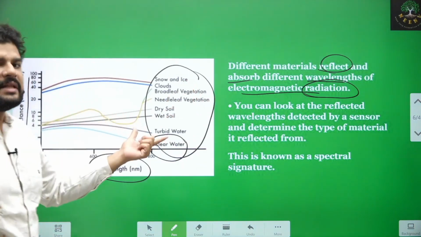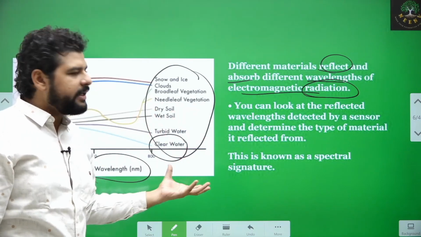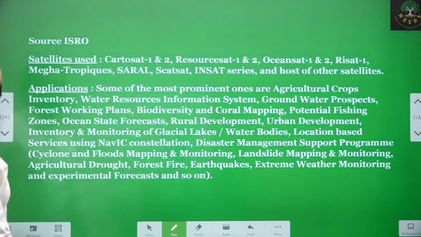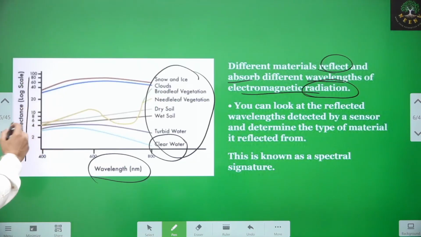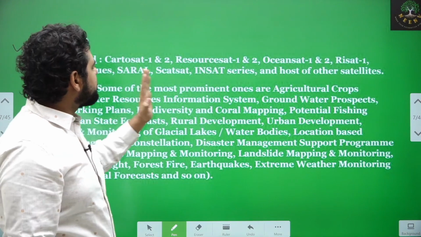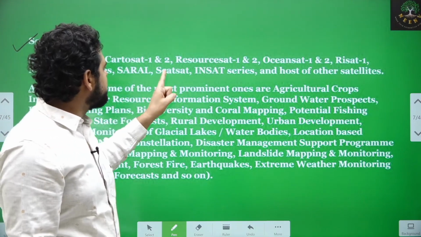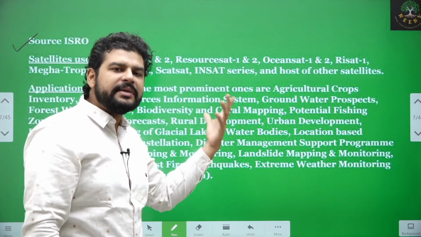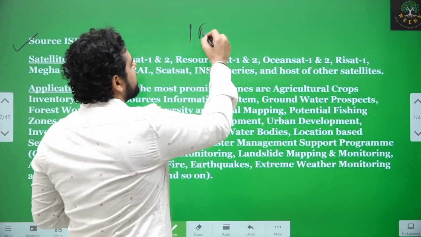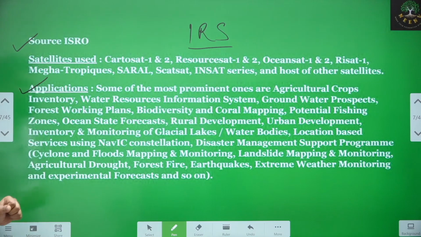Now according to the wavelength captured, the satellite and the processing system in it will try to determine what it is that it is looking at, right? So I hope now you understand remote sensing, how it works. Now according to ISRO, what are the satellites used for this purpose? Cartosat, ResourceSat, OceanSat, RISAT, Megha-Tropiques, SARAL, ScatSat, INSAT series, right? So if something comes out of these and you are asked whether they are Indian remote sensing satellites, then yes.